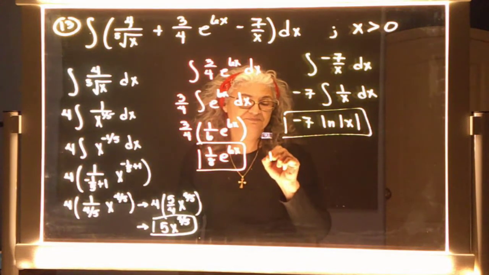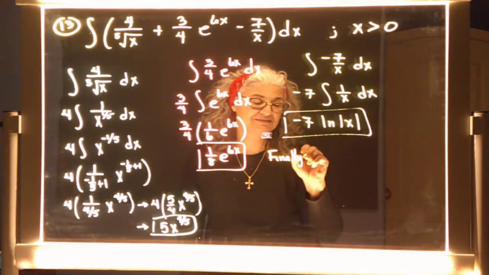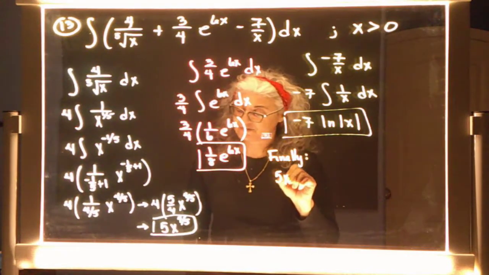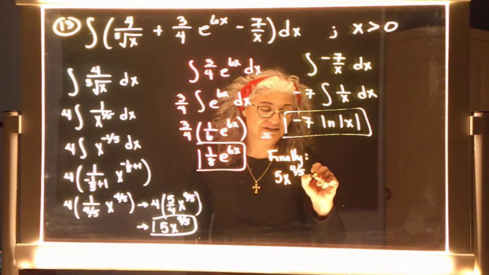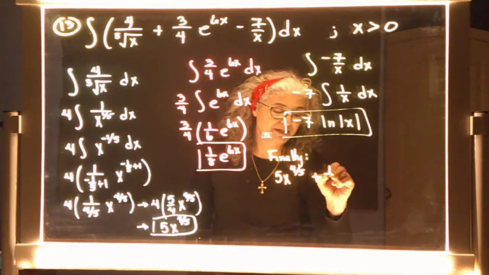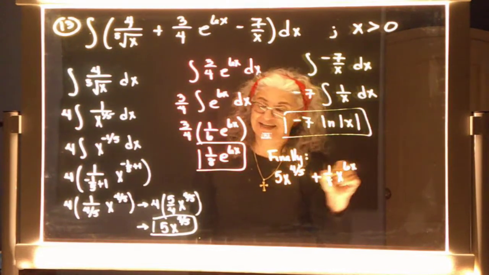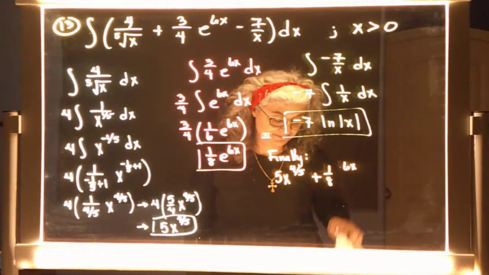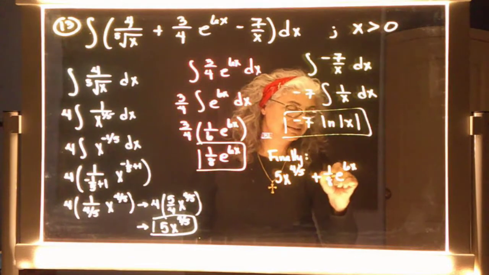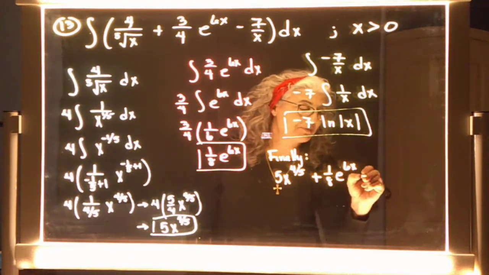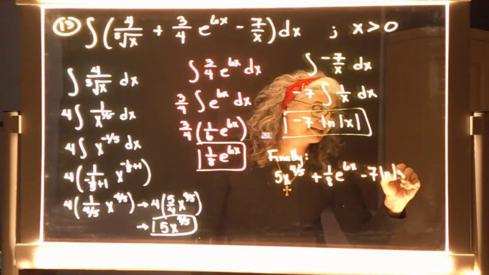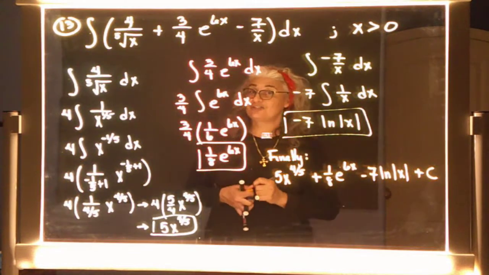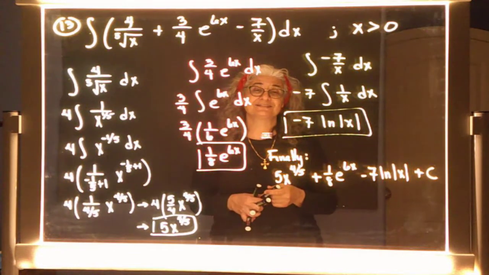All right. Finally, we have first term. The antiderivative is 5x to the 4/5 plus 1/8 x to the 6x. Ooh, not x. See, we're so used to writing x as a base. E to the 6x minus 7 natural log of the absolute value of x plus c. Did you get the same thing? I hope you did. Cool.